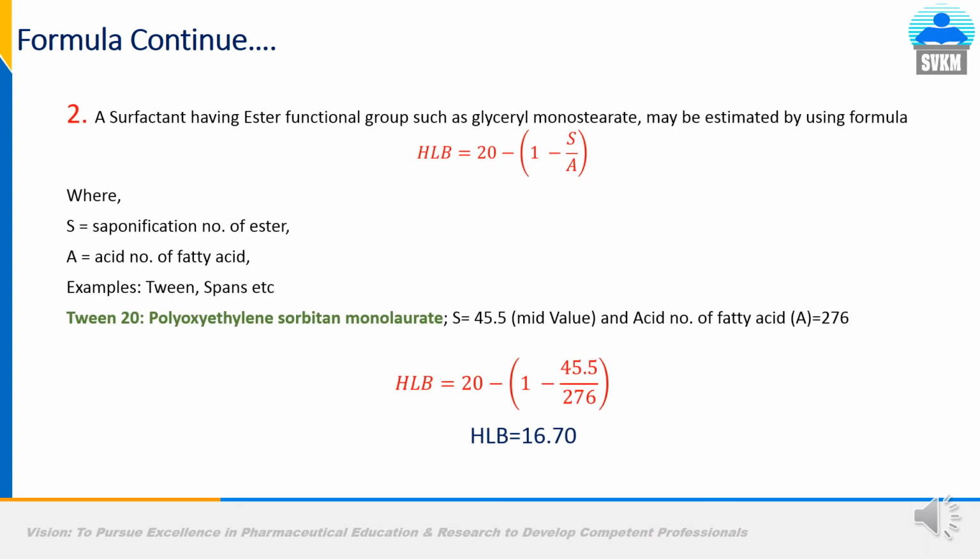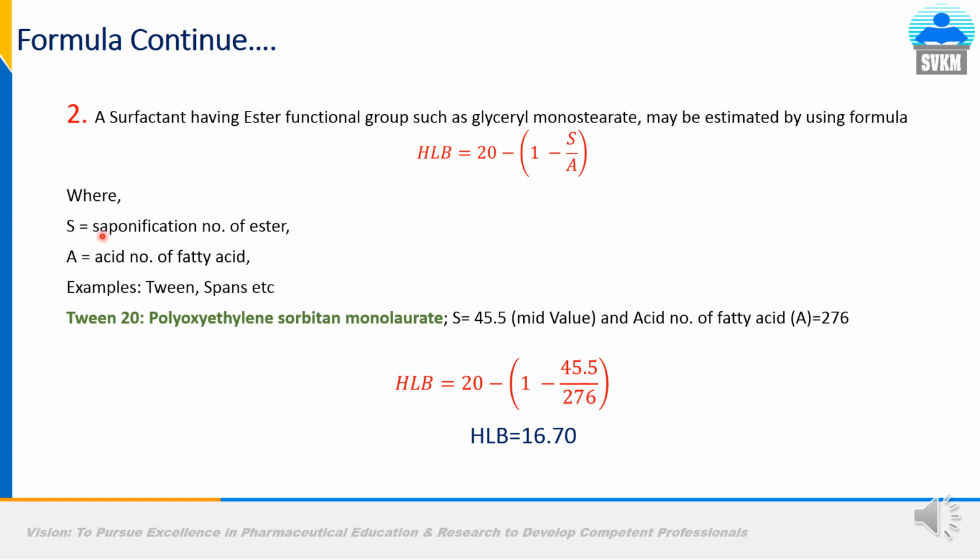Now the second formula is for a surfactant having an ester functional group, such as glyceryl monostearate. If we want to calculate the HLB value of this type of surfactant, we use this formula: HLB is equal to 20 times (1 minus saponification value divided by acid number) of that surfactant molecule. By using this formula we can calculate the HLB value of ester functional group surfactants.